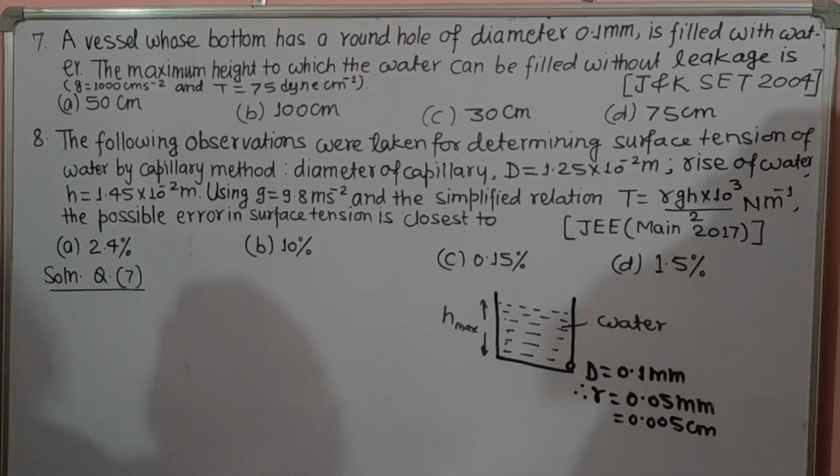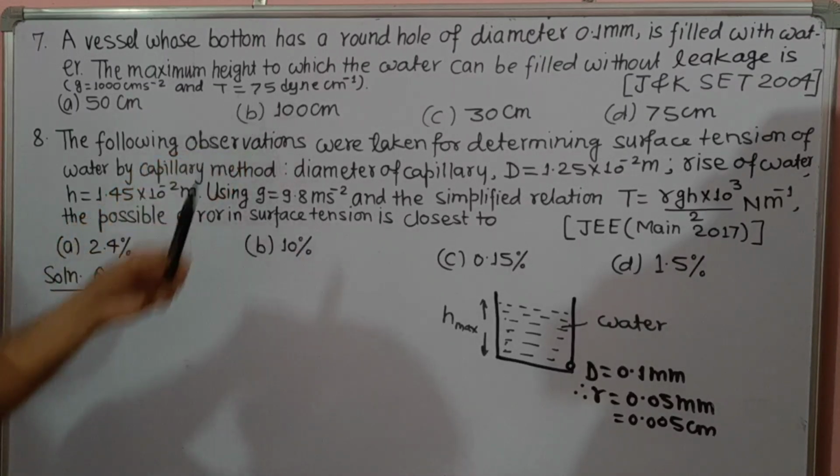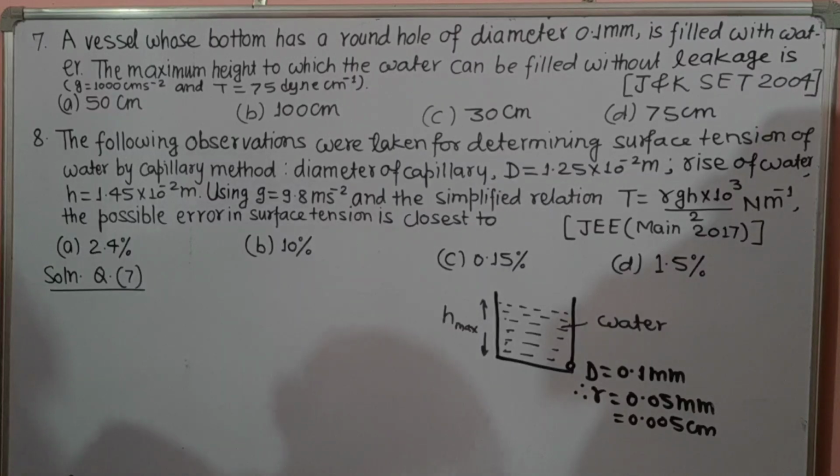Next, question number 7. The question is, a vessel whose bottom has a round hole of diameter 0.1 millimeter is filled with water. The maximum height to which the water can be filled without leakage. These are the options. Acceleration due to gravity is given to be 1000 cm per second square, and surface tension of water T is equal to 75 dyne per cm. Now the solution to question 7.